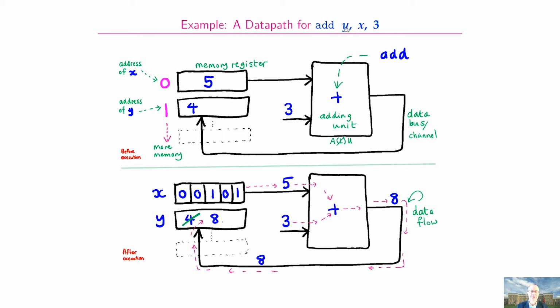So now what we're going to do is to try to look at a little piece of hardware which will allow the execution of this instruction. So let's begin to look at the hardware. Just here is a little box. I've labelled it memory register, and the idea is that this is a little piece of computer memory and it stores the value 5, and we can also see a little box here with 4 in it.